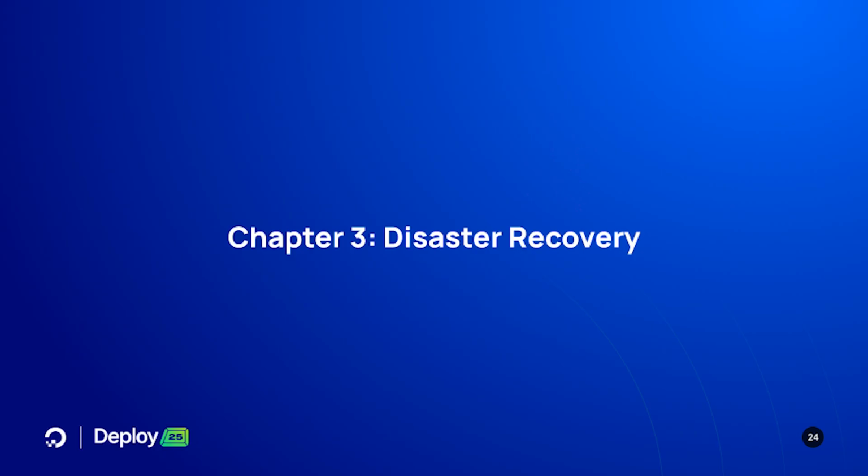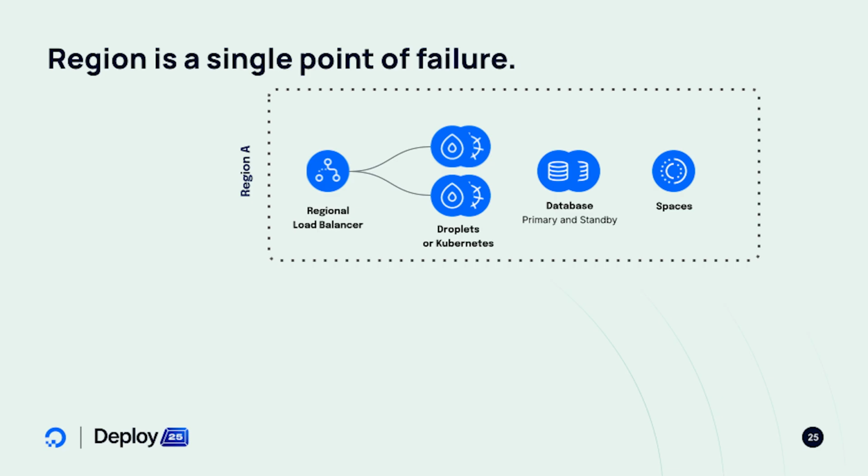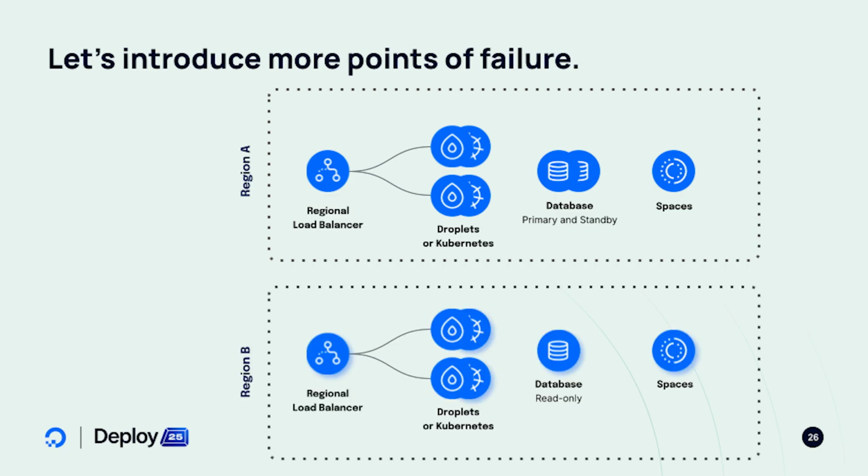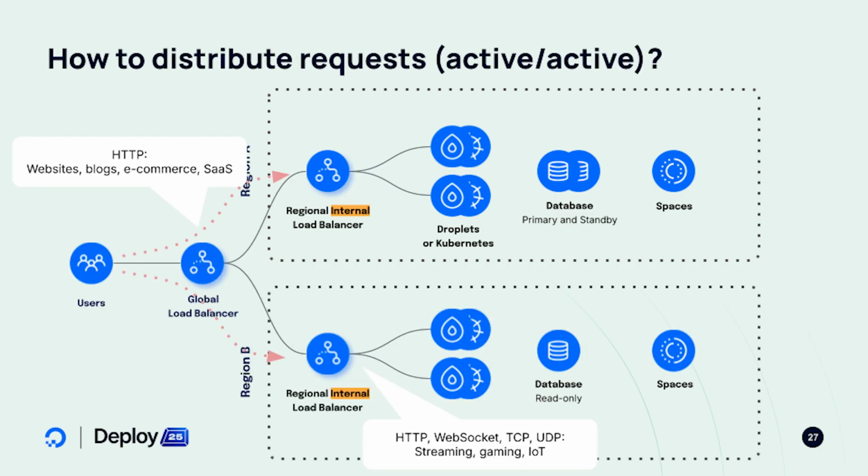Which brings me to my next chapter, which is disaster recovery. So again, same solution. What do we need to do if we have something as a single point of failure? We introduce more points of failure. So if region is now a single point of failure, then let's introduce another region, region B. And in this case, we are again solving the same issues, like how to distribute requests. This time, we're going to use global load balancer. This is, again, a recent addition, a product that we added, I think, late last year. So global load balancer will then share the load across the regions.